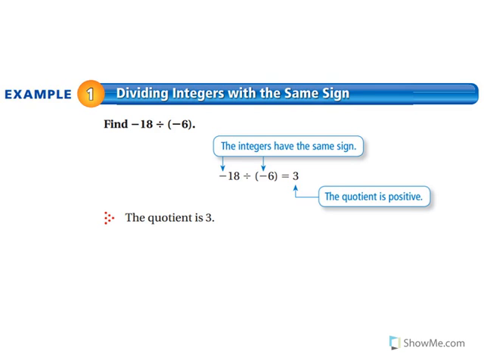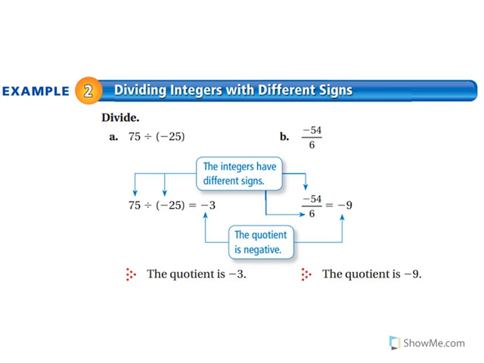Moving on to our first example. So let's look at this problem. If we have negative 18 divided by negative 6, remember we said that if we divide two negatives, the answer is always positive. So we already know the answer is going to be positive. With that in mind, we just say, what is 18 divided by 6, which would be 3. So in this case, the quotient is 3. That easy.